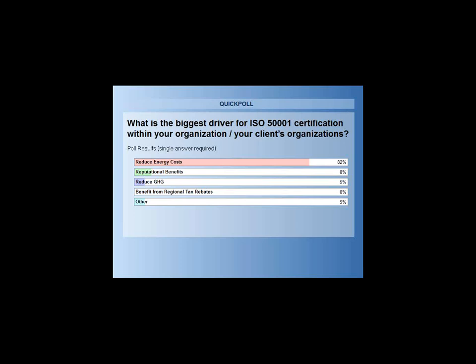Actually, the reputational benefits side of this, we do see that is important. Having third-party verification for some organizations, especially within the supply chain of very large sectors, is very important. And then obviously the link to greenhouse gas is becoming more important each day. I would venture to guess in the next several years you may see that one come up and almost equal the energy costs.